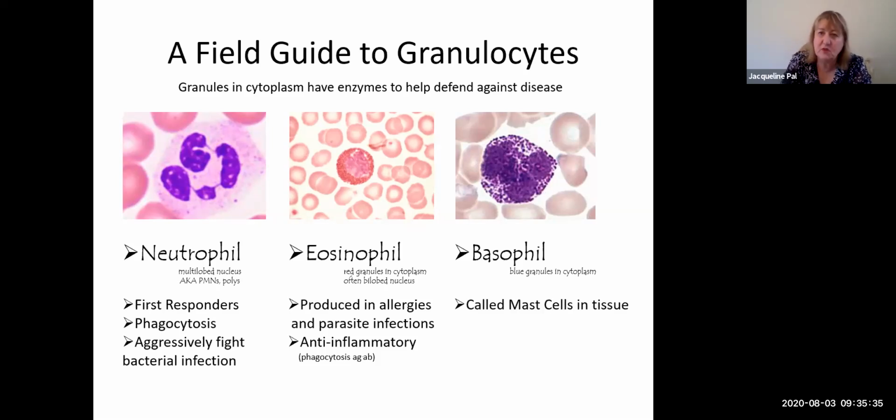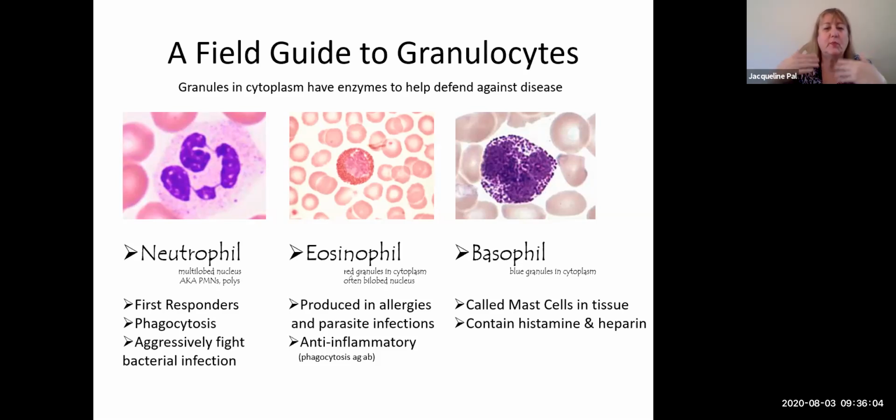These, when they move into tissue, we give them a new name. It's still the same cell, it just has a new name. And in tissue, they are called mast cells. And so both basophils in the blood and mast cells in the tissue have the same granules, and they have granules that contain a chemical called histamine, which I'm sure you've all heard about with allergies and stuff, where you take antihistamines to get rid of the itchiness and the red eyes.